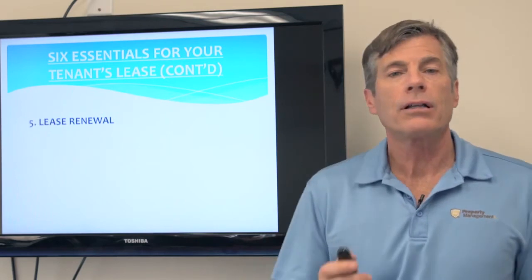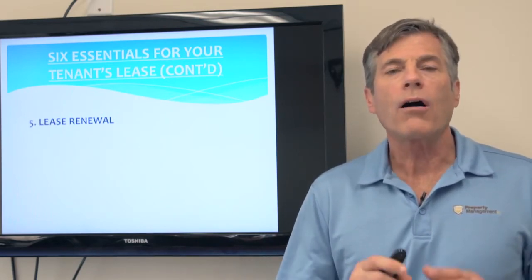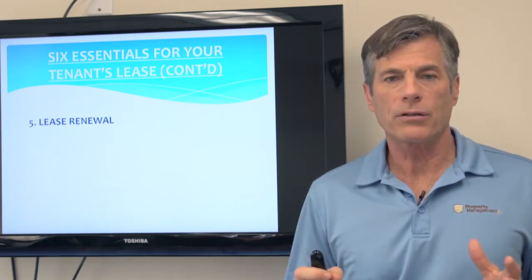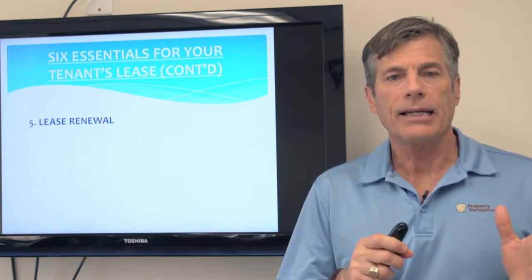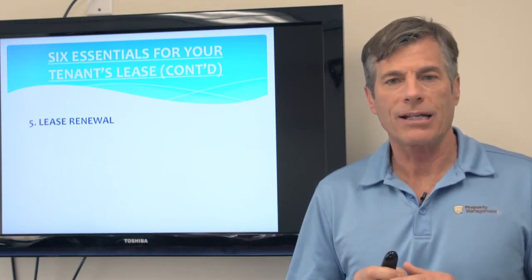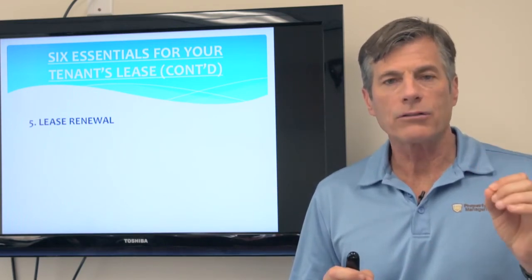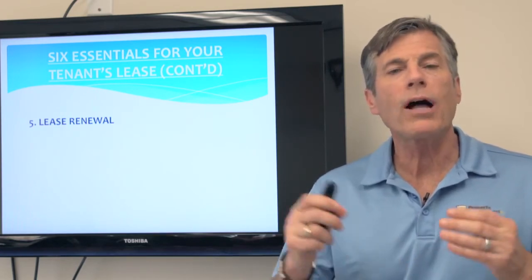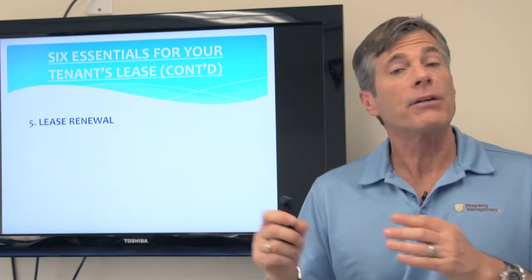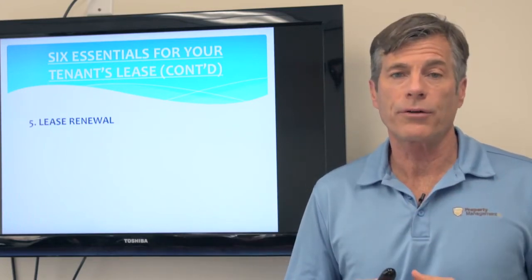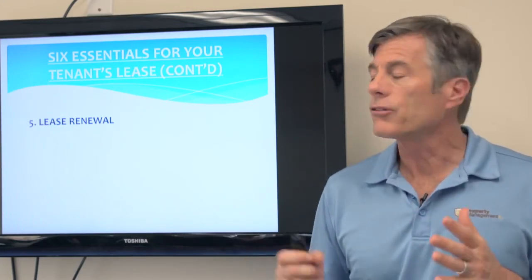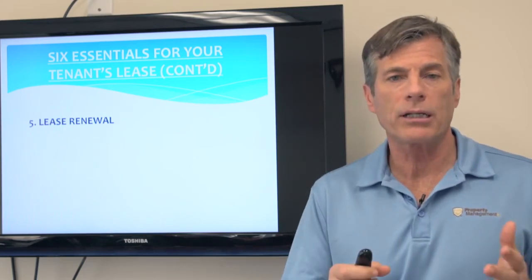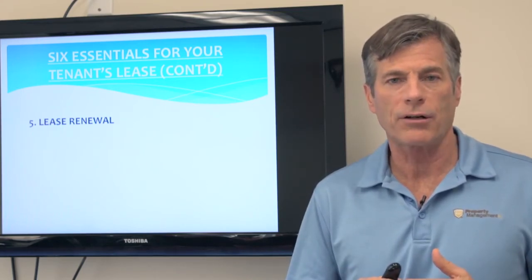Number 5, let's talk about lease renewal. All of our tenants are on a 1-year lease. At the end of 10 months with our tenant, we send them a notice saying your lease is expiring in 60 days. We'd like you to renew the lease, but if you're not going to, we need to know 30 days in advance. This is also a time when we send them a rent increase if one is necessary.